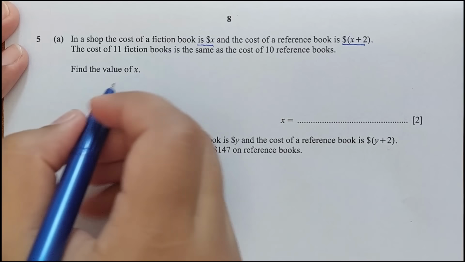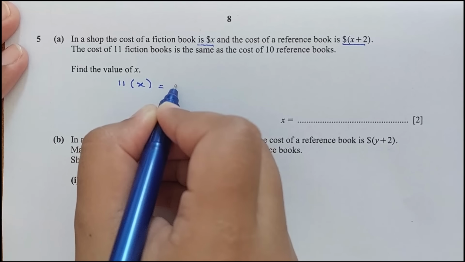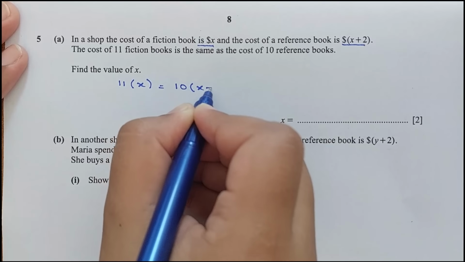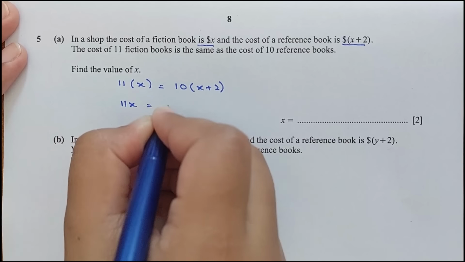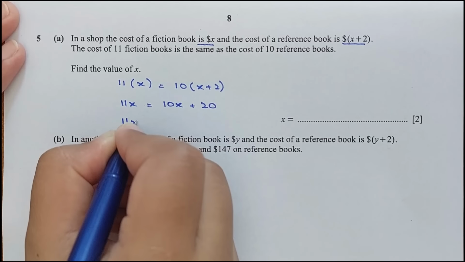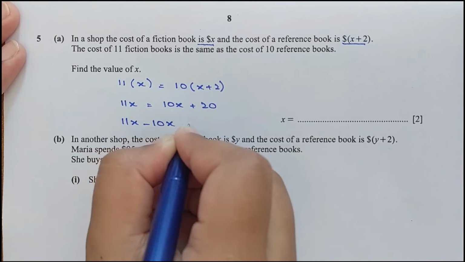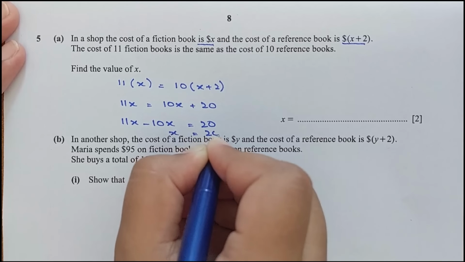So make an equation. The cost of 11 fiction books is the same as the cost of 10 reference books. Let me solve for X. This is 11x equals 10x plus 10 times 2, which is 20. From 11x take away 10x, that is equal to 20. So here x is equal to 20.